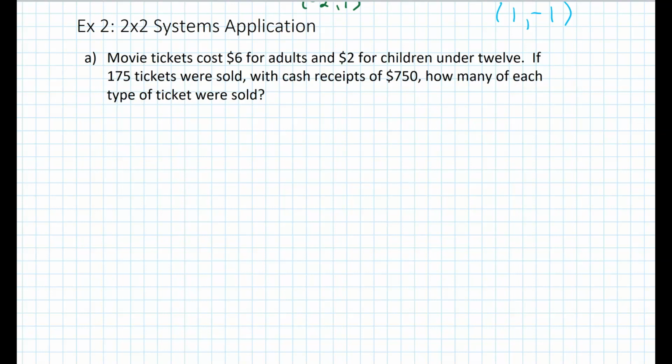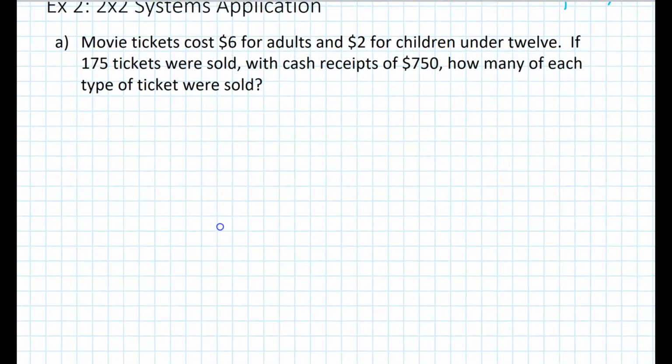Alrighty. So we've got movie tickets that cost $6 for adults and $2 for children under 12. If 175 tickets were sold with cash receipts of $750, how many of each type of ticket were sold? What is our unknown here?